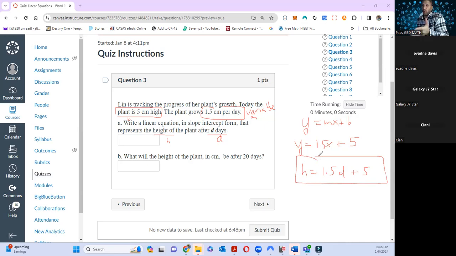So the second part says, what will the height of the plant be after 20 days? So they're telling you d equals 20. Plug that in. So h equals 1.5 times 20 plus 5. So 20 times 1 is 20. Half of 20 is 10. So that's 30 plus 5. h equals 35. So after 20 days, the height of this plant will be 35 centimeters. That's a linear equation word problem. You will have 2 to 3 of these on your exam. I can almost guarantee you that you're going to have these.